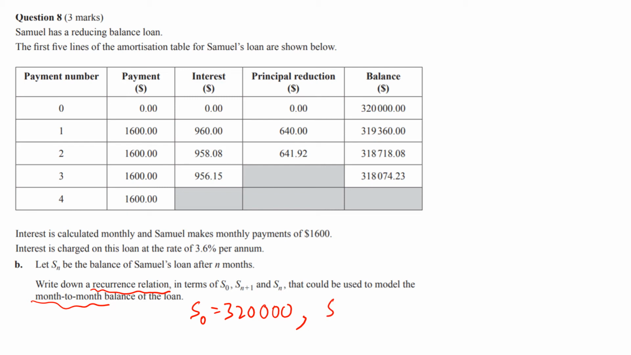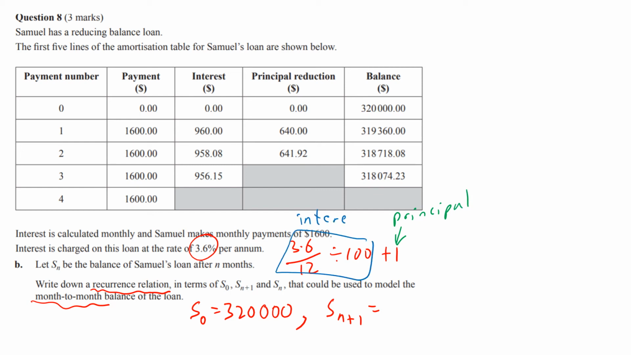And then we know Sn plus 1 has got to equal, now we've got to get the interest rate plus the principal. So we've got to take this 3.6 and divide by 12, and then divide that again by 100, and then also add 1. So that's the principal. And this bit is the interest part. And when you do all that, you'll get 1.003. So that's the number you're going to multiply.